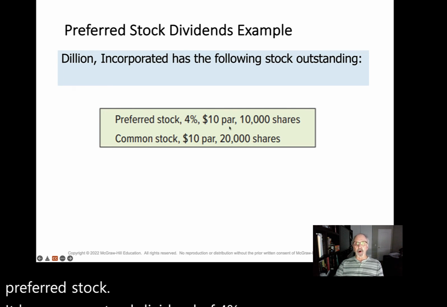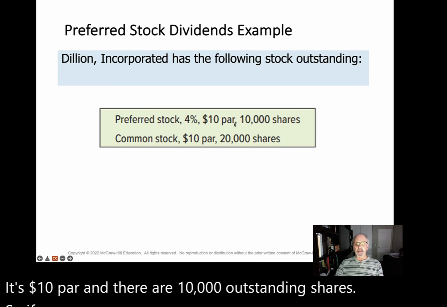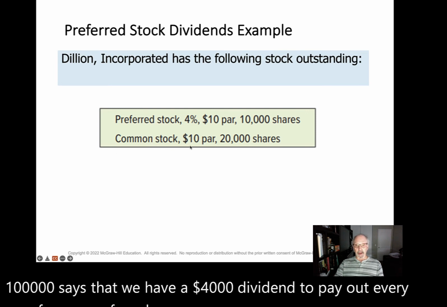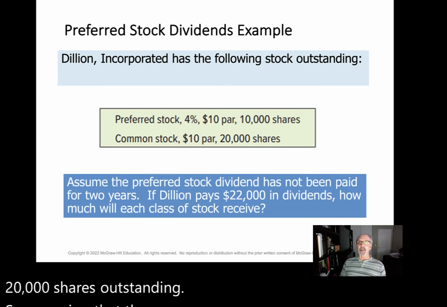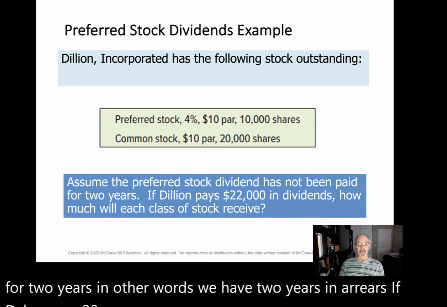It's $10 par, and there are 10,000 outstanding shares. So if we multiply 10,000 times 10, that's $100,000. 4% of $100,000 says that we have a $4,000 dividend to pay out every year for our preferred stock. The common stock is at $10 par, 20,000 shares outstanding. So assuming that the preferred stock dividend has not been paid for 2 years, in other words, we have 2 years in arrears, if Dillon pays $22,000 in dividends, how much will each class of stock receive?